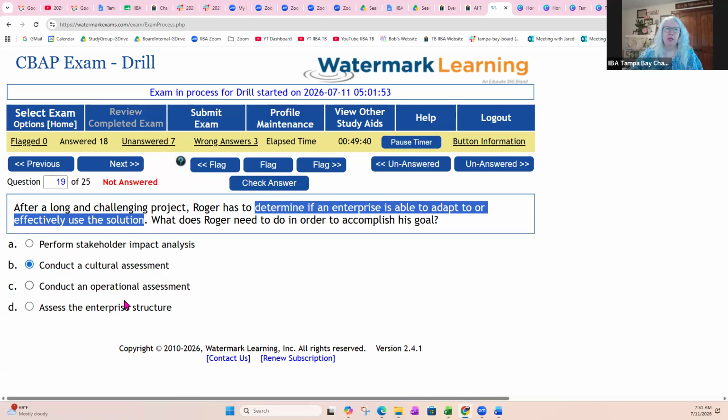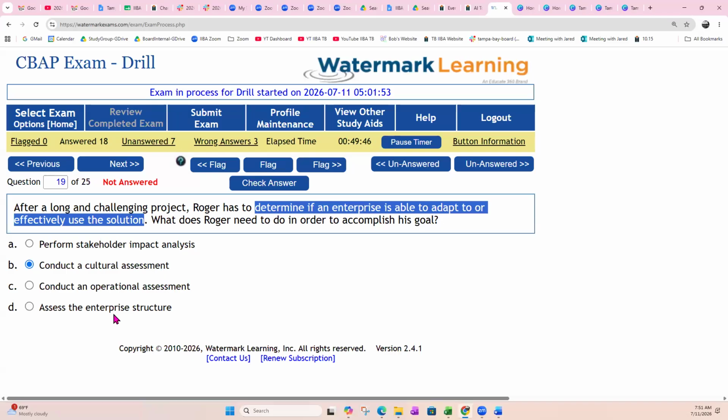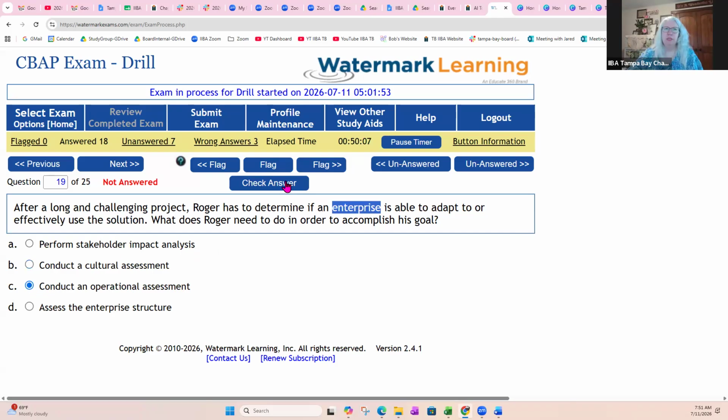Chetnia, talk to me about why you like operational assessment instead of a cultural assessment. For me, there's already a solution which is running, which is operational, and they're now coming up with a solution which they want to see if it's able to adapt to the already existing process or replace it with the new solution that's available. So, in order to test that, it's got to be more of an operational assessment. I agree. So let's test C. And you're correct.